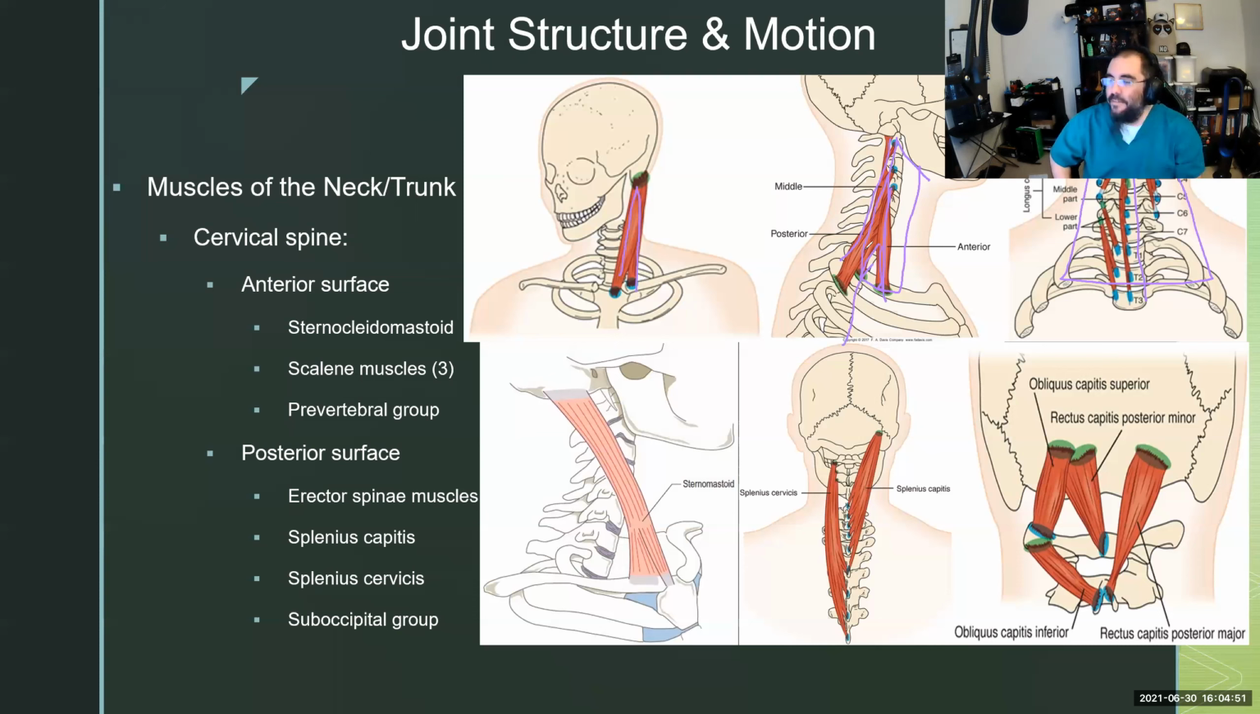So those are our primary flexors. Then we have our extensors in the back, right? We have our erector spinae, our splenius capitis and splenius cervicis. Capitis going to the head, cervicis going to the cervical vertebrae, right? And we also have this thing called the suboccipital triangle or suboccipital group, formed by obliquus capitis superior, rectus capitis posterior minor, obliquus capitis inferior, and we also have rectus capitis posterior major, which is in there as well, but we don't talk about that one as much.